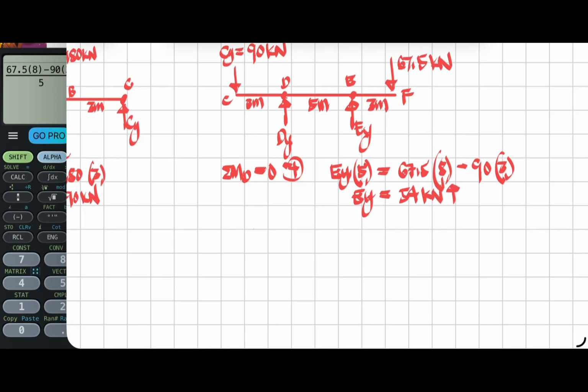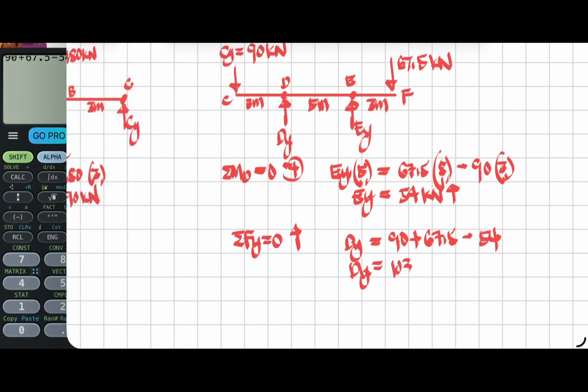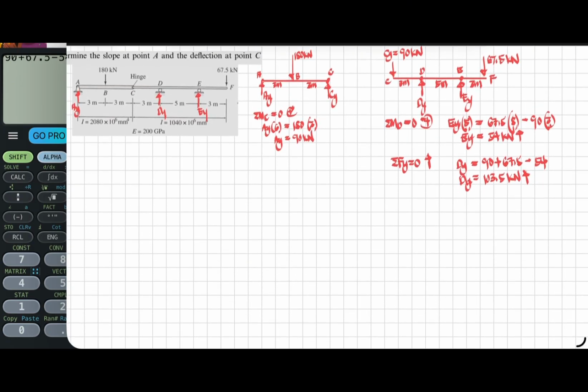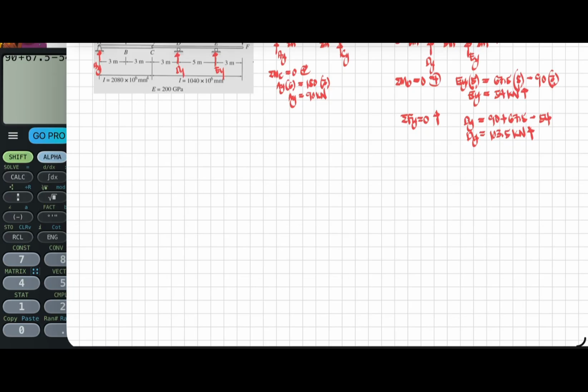Then by summing up forces vertical, along y, equal to 0, DY is equal to 90 plus 67.5 minus 54. DY therefore is equal to 103.5 kilonewtons. So let's sketch the M over EI diagram.